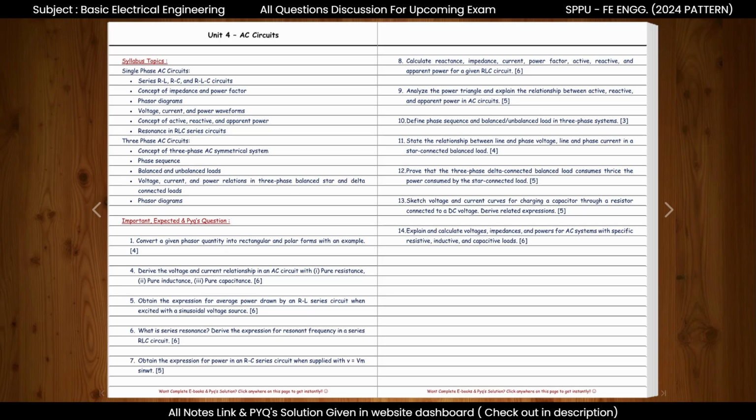Define phase sequence and balanced or unbalanced load in three-phase systems. Phase sequence is the order in which the three-phase voltages reach their maximum value. A balanced load means all phases draw equal current and have equal impedance. An unbalanced load means one or more phases have different current or impedance. This concept is essential for analyzing three-phase circuits.